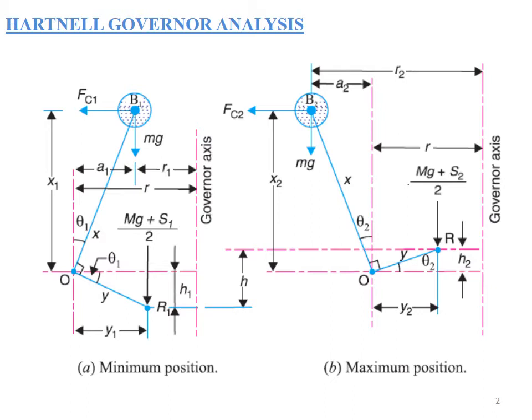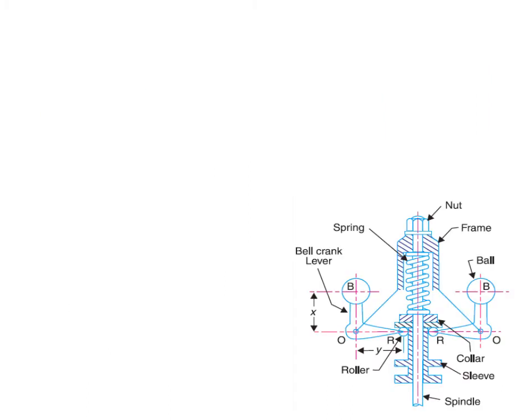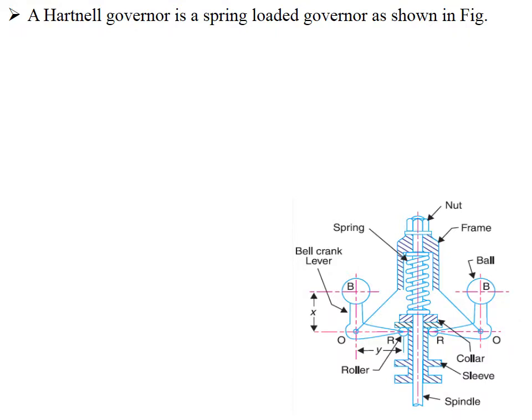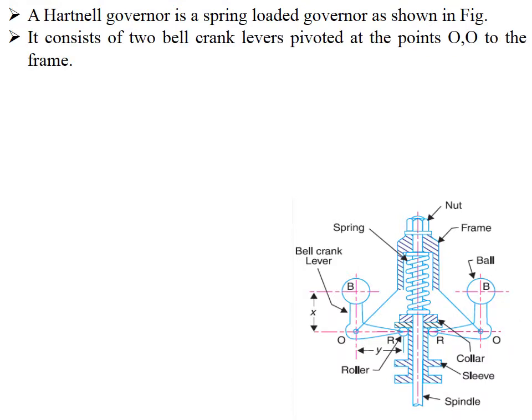Okay. So now before starting the derivation, we will see the nomenclature. This is the schematic representation of Hartnell governor. This I have explained in the previous video itself. This is the explanation for that Hartnell governor, spring loaded governor as shown in figure. All these things I have explained in the previous video itself.